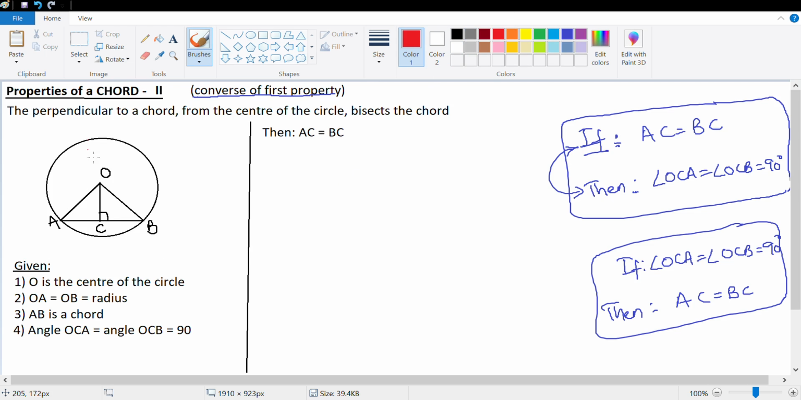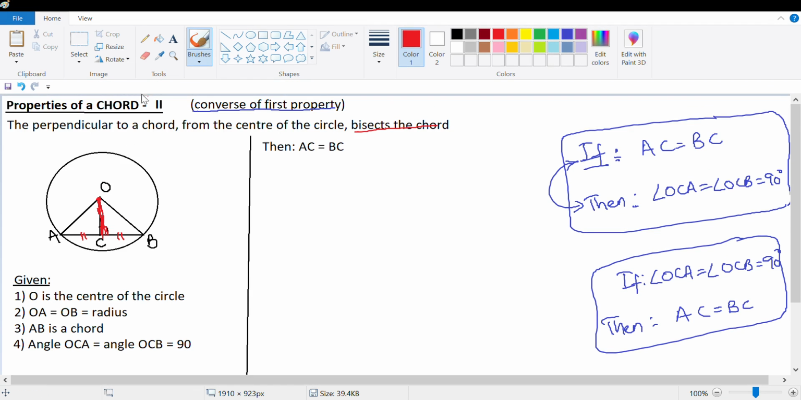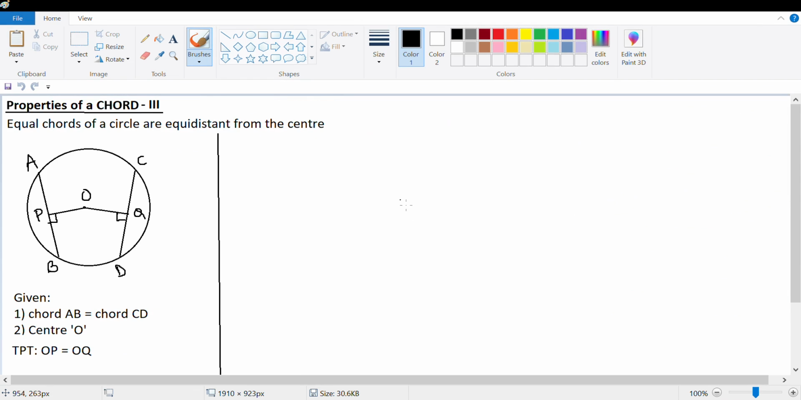So let's look at this. The perpendicular to a chord. So from the center of a circle, if you draw a perpendicular onto any chord, then this will bisect the chord for sure. So line from a center which is perpendicular to a chord bisects the chord. Done. Let's look at the next property. We will talk about two more properties before I solve some questions. So let's look at the next property.